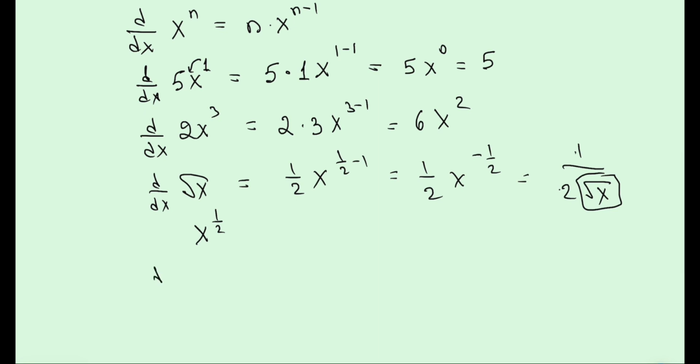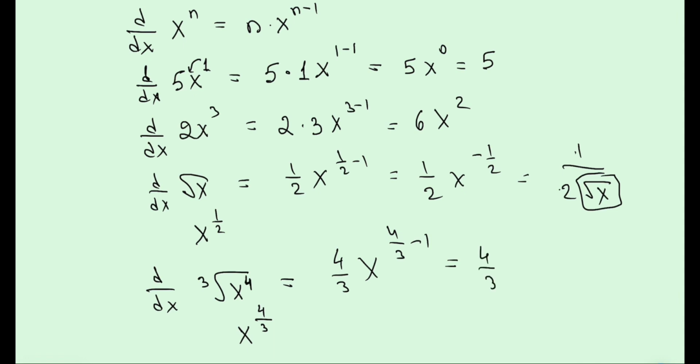And let's do the last one. Let's get the derivative of x to the 4th power inside a cube root. So this equals x to the 4/3, whatever's inside is the numerator, and the outside power is the denominator. So we get 4/3 x to the 4/3 minus 1. So we get 4/3 x raised to the 1/3 power. This is the power rule.